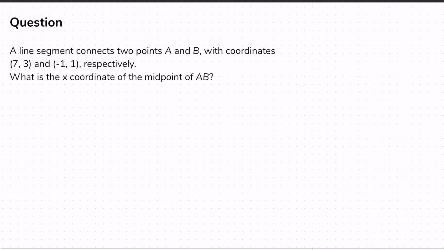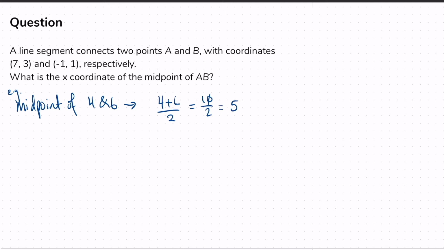Now, the way to find any midpoint, or the halfway space between two numbers, is to add them together. So for example, the midpoint of 4 and 6, we know that's 5, right? That's the number that's in between 4 and 6. But the way we do it is we add them together and then divide it by 2. So 10 over 2 equals 5.